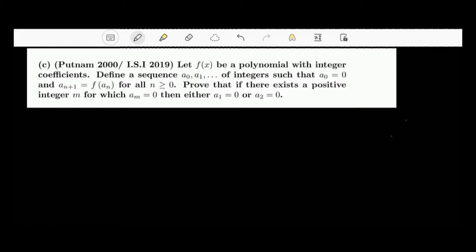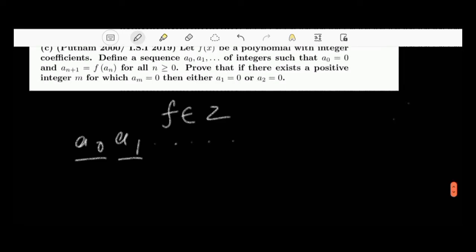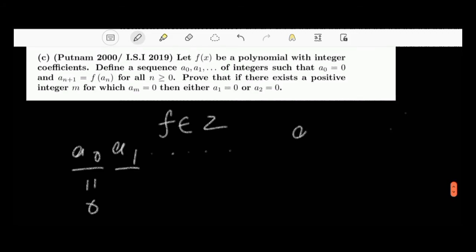The problem states that f is a polynomial with integer coefficients. It simply means f is over integers, and define a sequence. So we are given a sequence a0, a1, dot dot dot. The sequence of integers means the elements are integers, and a0, the value of the first element, is 0, and for the rest of the elements there is an equation: a(n+1) equals f of an.